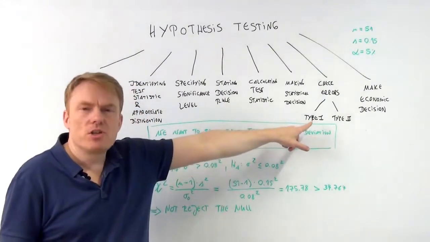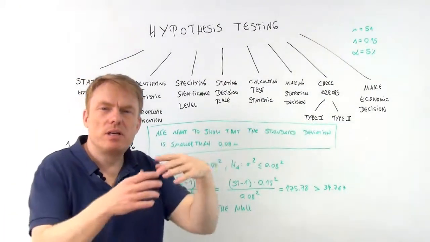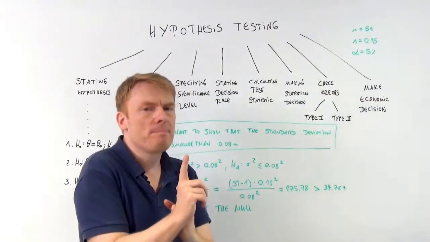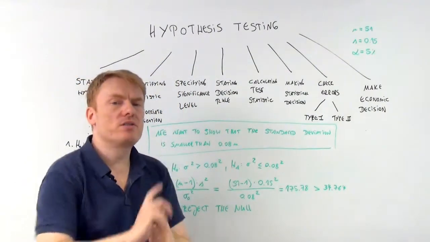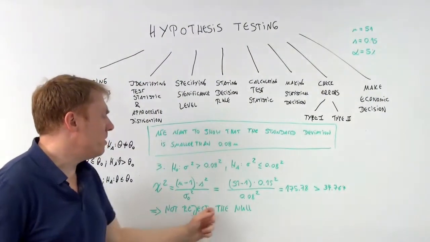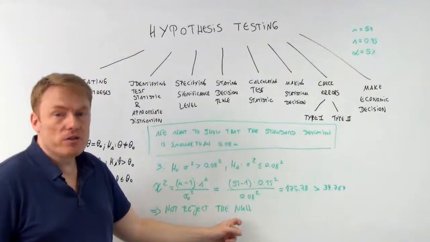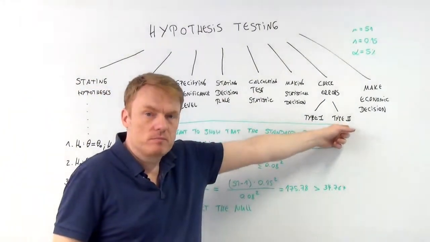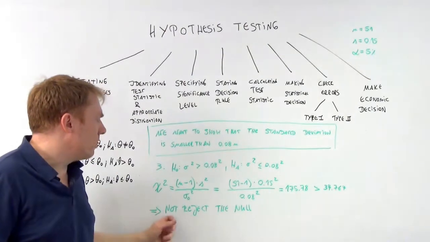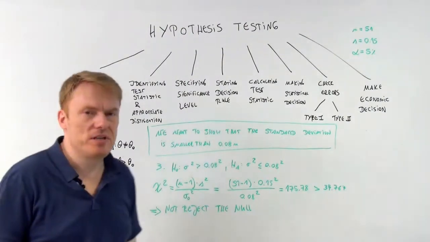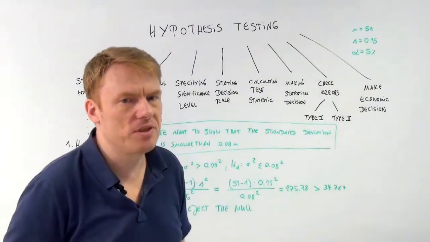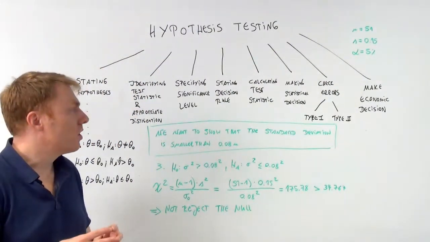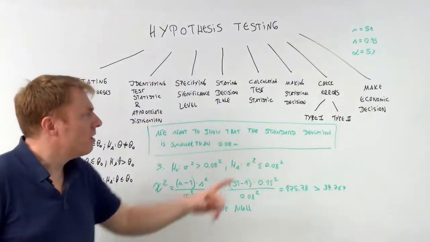Then, check the possible errors. There are two possible errors, and one and only one can be made. It is either type 1 or it is type 2. And here, if we do not reject the null, it is no longer type 1 that could possibly be true. It's only type 2, not rejecting the null hypothesis, although the alternative hypothesis is right and the null hypothesis is wrong. This could be possible.